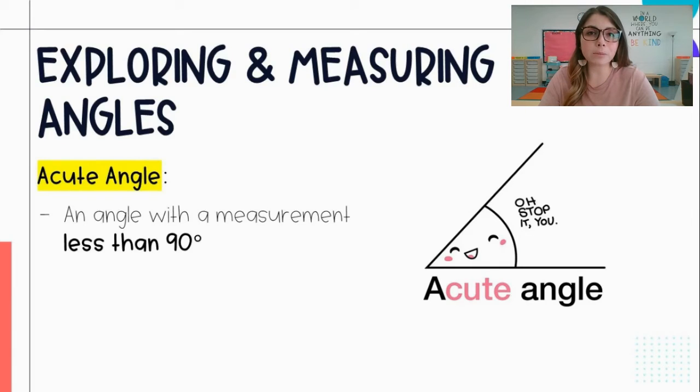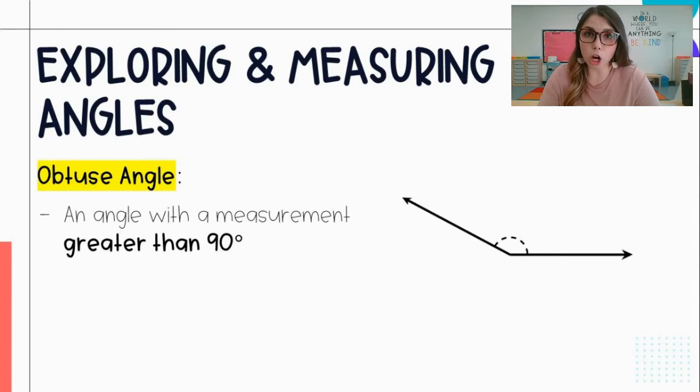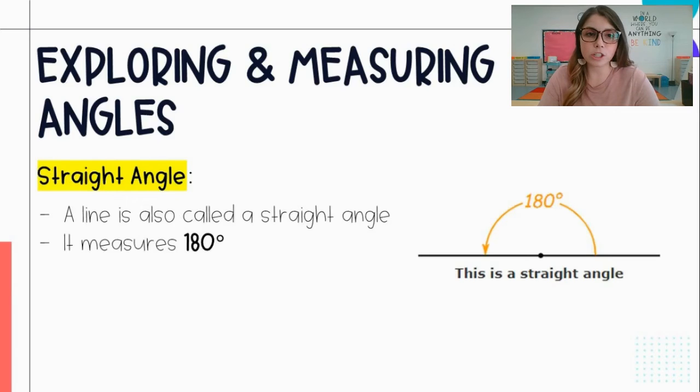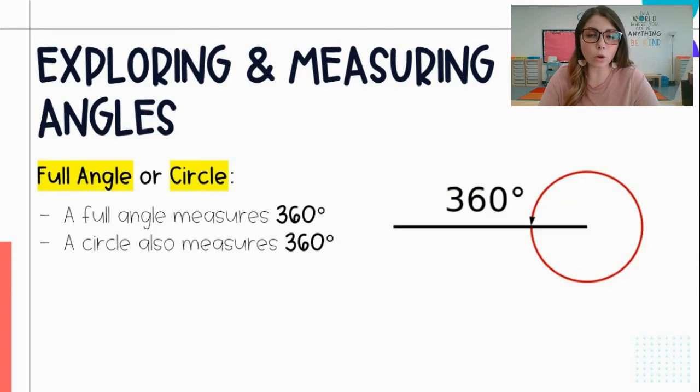It is an angle with a measurement less than 90 degrees. And sometimes people call these cute angles because they're small. Next, we have the obtuse angle, the larger angle. It's an angle with a measurement greater than 90 degrees. And you can see an example there on the screen. It's a wide open angle. Then we have the straight angle, which is also the same thing as a line. It measures 180 degrees, a flat, straight line, straight angle, 180 degrees. Finally, we have the full angle or the circle. This is the angle that goes completely around in a complete circle and measures 360 degrees.